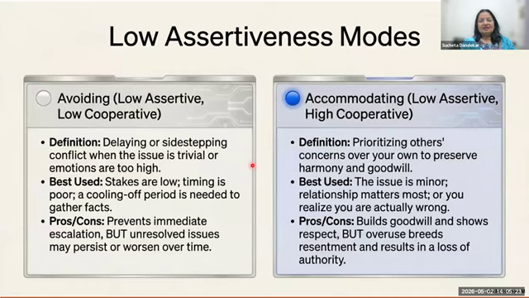The fourth mode is the accommodating mode, low assertive and high cooperative. How will you define it? Prioritizing others' concerns over your own to preserve harmony and goodwill. You feel, let it be. Poor things, I will listen to them.